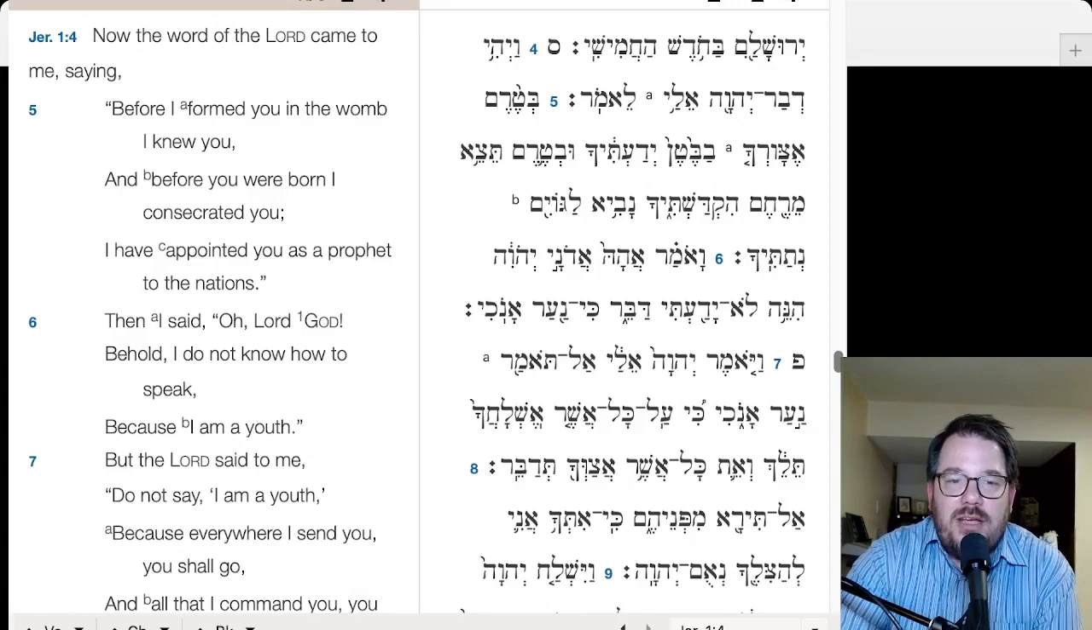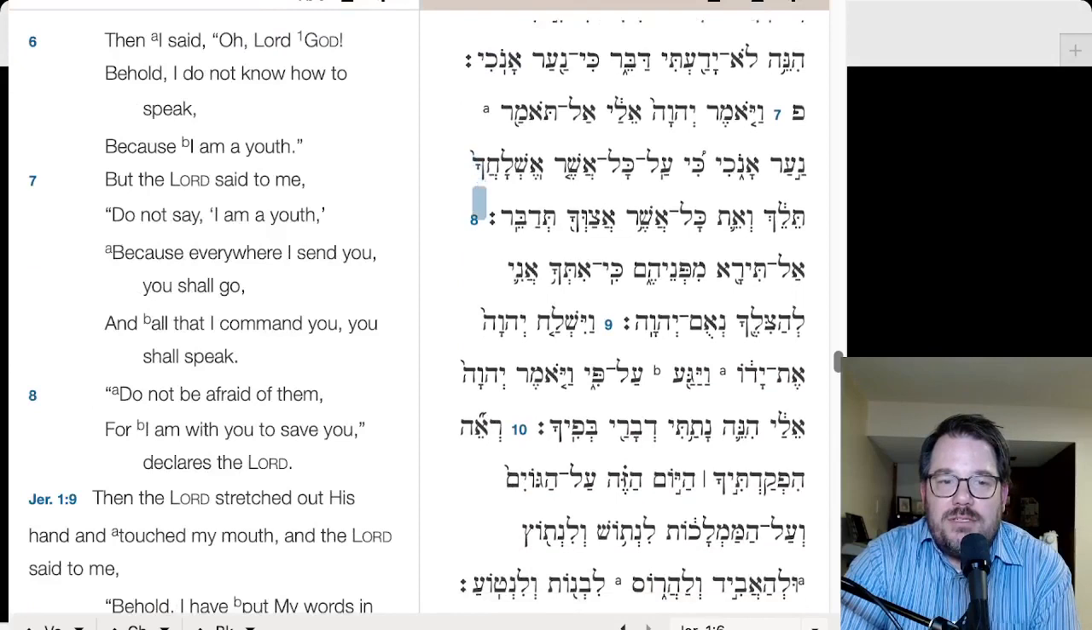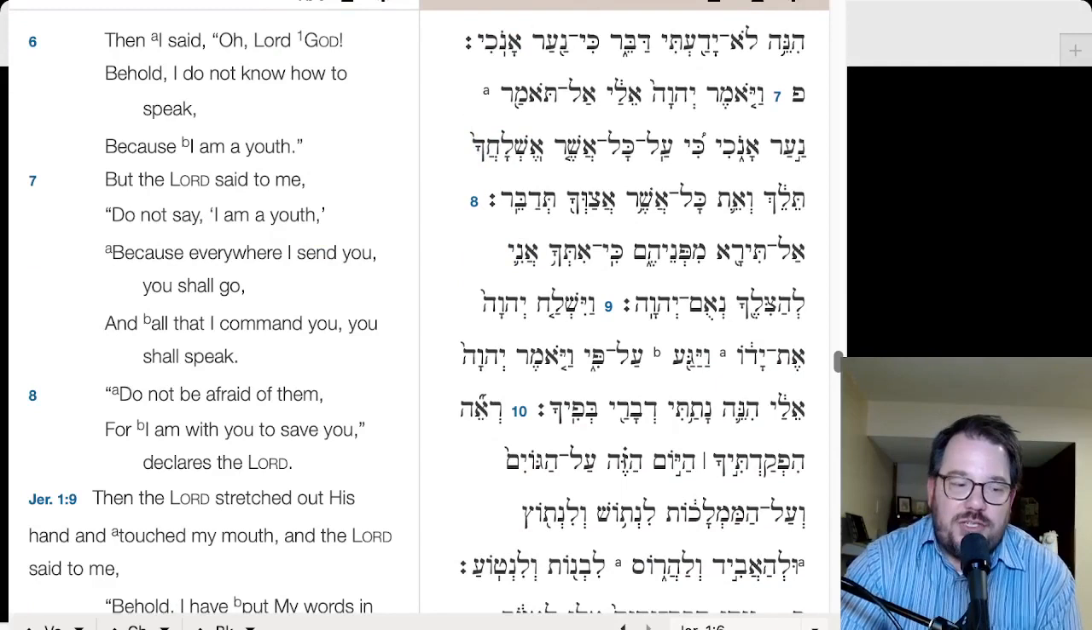So we get down to verse 6, "Then I said," and here we have this objection, right? The protest that's very common in call narratives. Again, I think it reflects cultural mores more than a sincere objection, personally. And he says, "I don't know how to speak, because I am a youth. I'm just a boy."